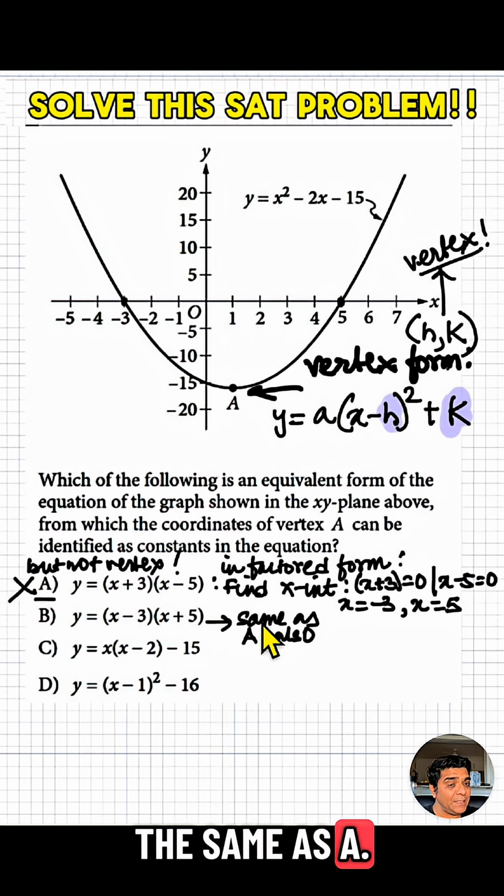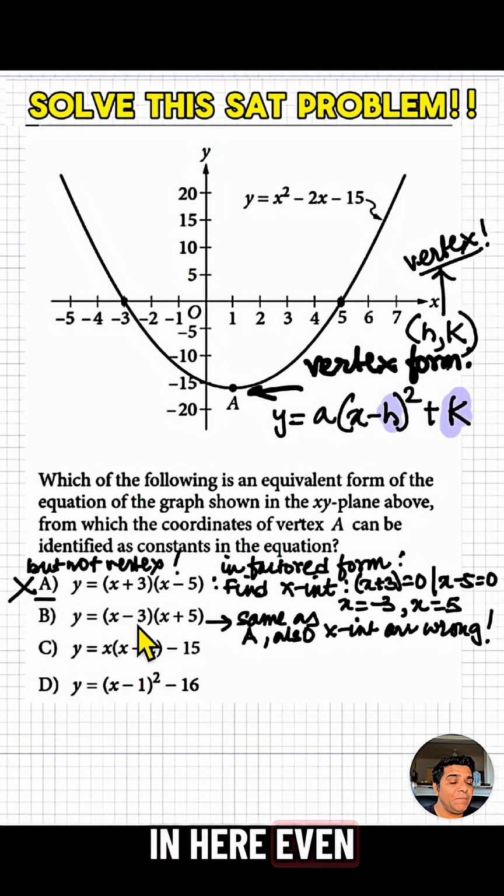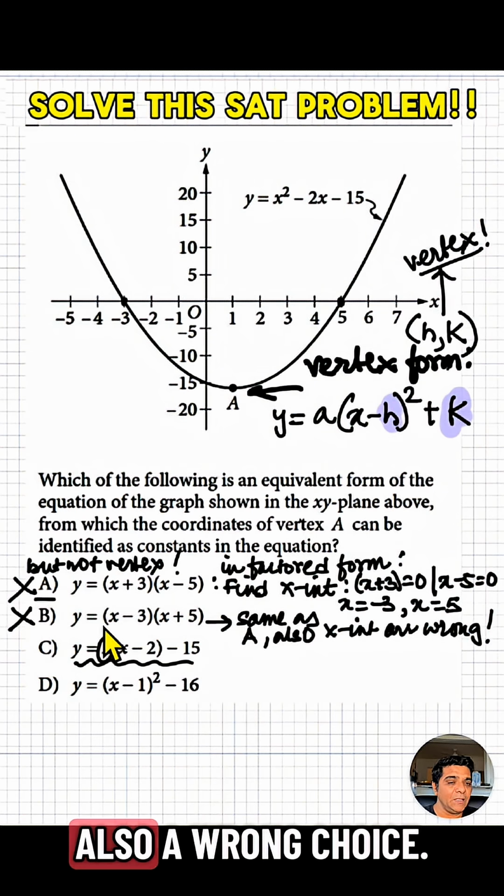This one is the same as A. Again, you get the factored form, except even here the intercepts are not the same as this graph. They are 3 and negative 5. So that is also a wrong choice.